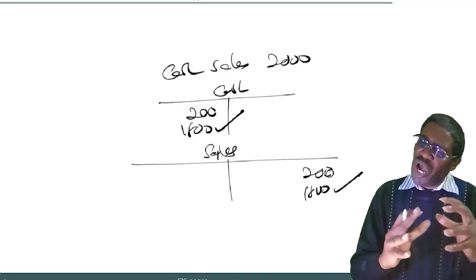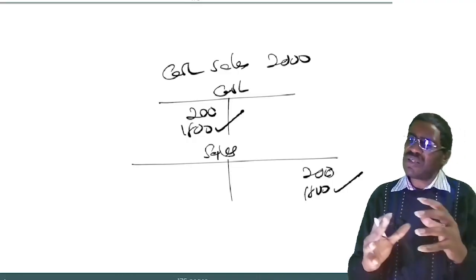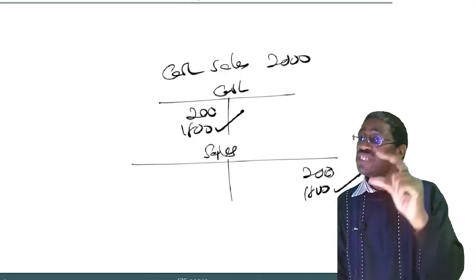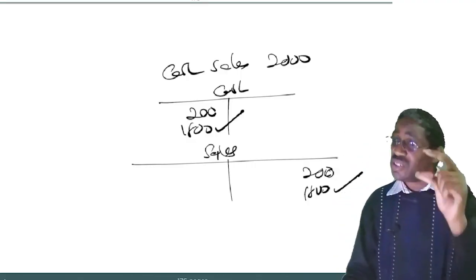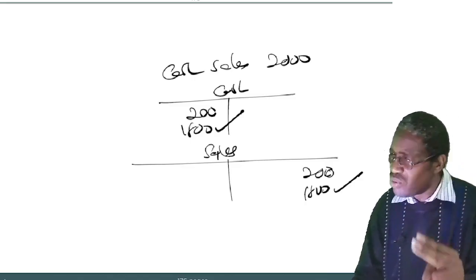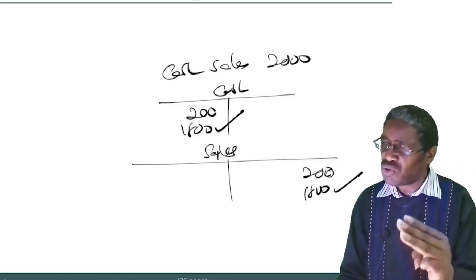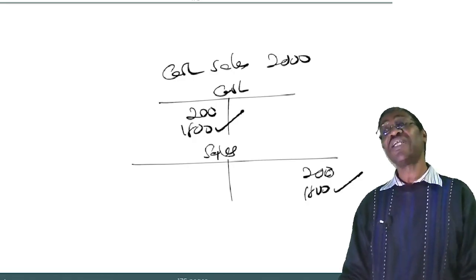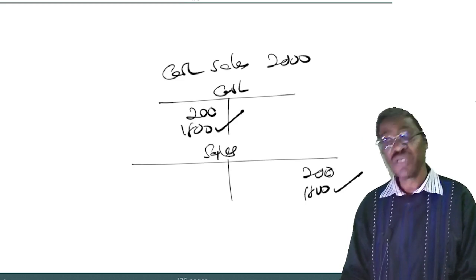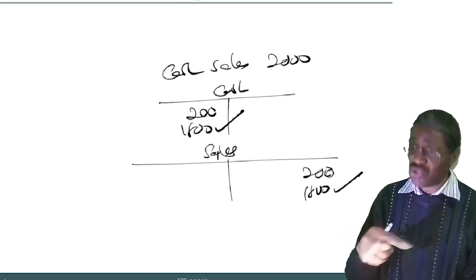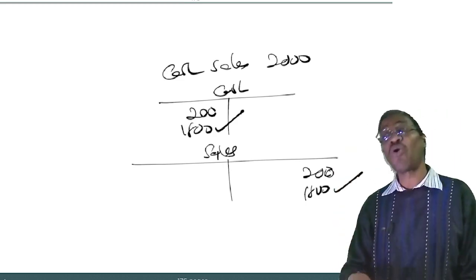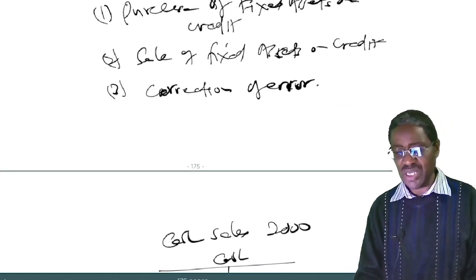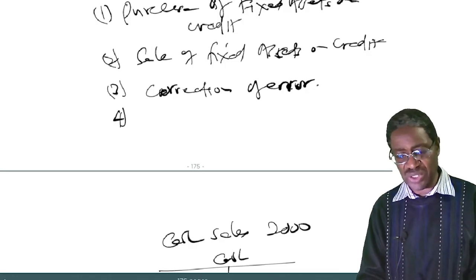But I'm saying before I do this, I must do it in the journal first. Which journal? Not in the sales daybook, not in the purchases daybook, not in the return inwards daybook, not in the return outwards daybook, not in the cash book. I did an error of recording a transaction. So any transaction to correct an error, first correct it in the general journal. That's why we are saying number three, correction of errors. Number four, let's go on with the notes.